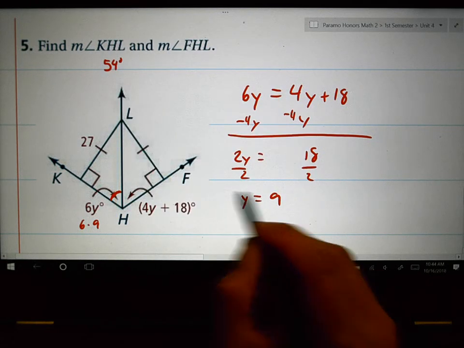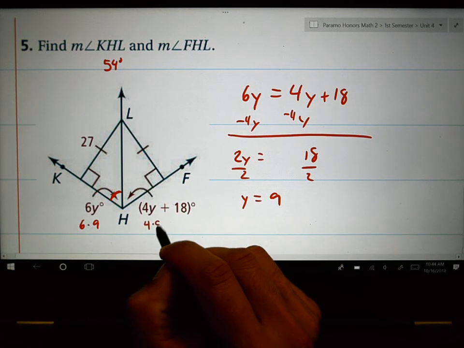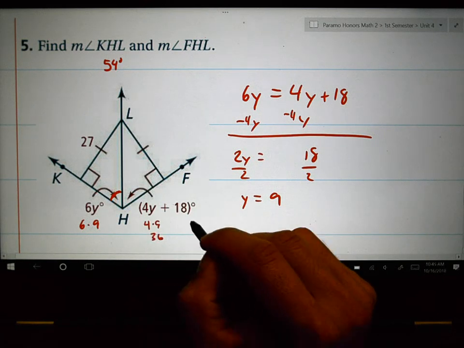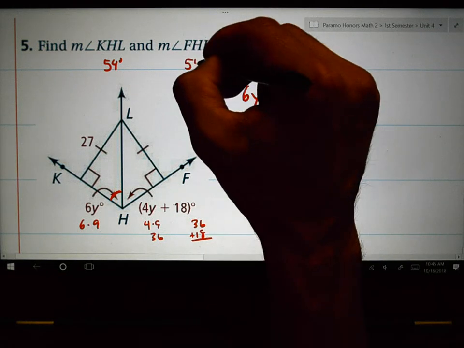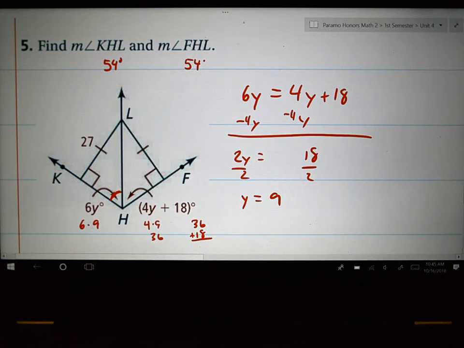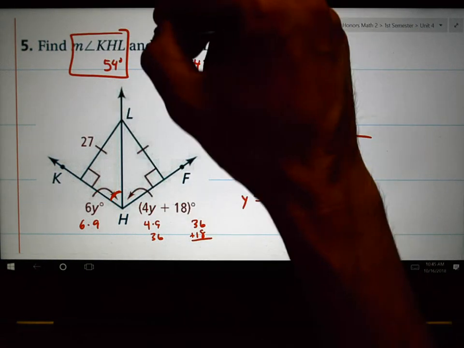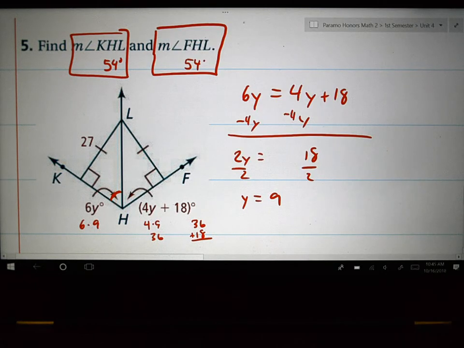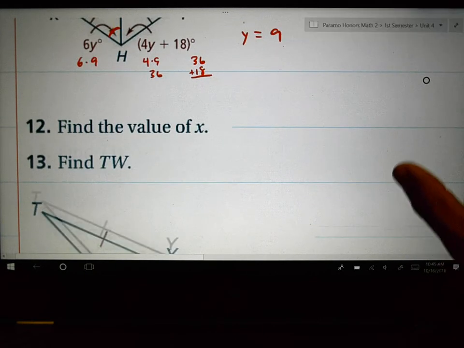And if I want to double check my answer, I can plug the 9 in over here and do 4 times 9, which is 36. And we could add 18 to that and see what we get. And I bet you anything, it should be 54 degrees, which means it's an angle bisector and they would be congruent to each other. So those are our two answers. This answer and that answer right there. Any questions? Let's jump to 12 and 13.